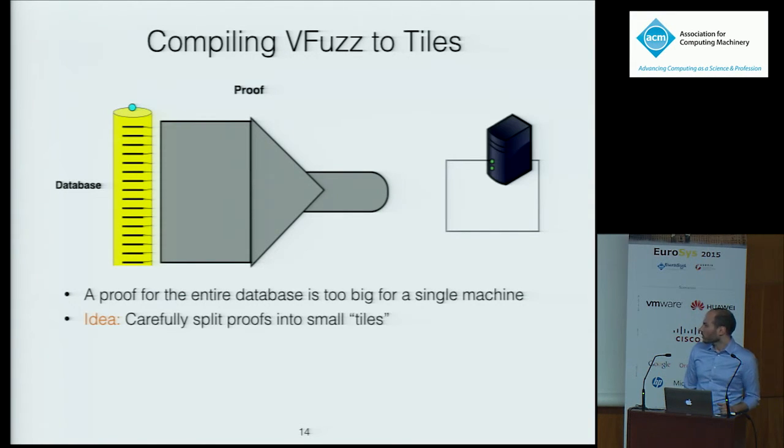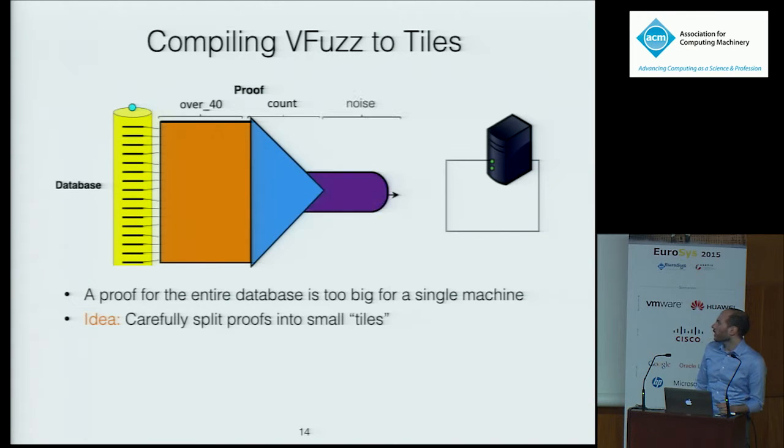Our approach is to carefully split the proof into smaller pieces we call tiles. This is possible because VFuzz queries have a special form. For instance, in this proof, there is a part that applies the predicate on every single database entry, a part that counts the number of satisfying entries, and a part that adds the noise.